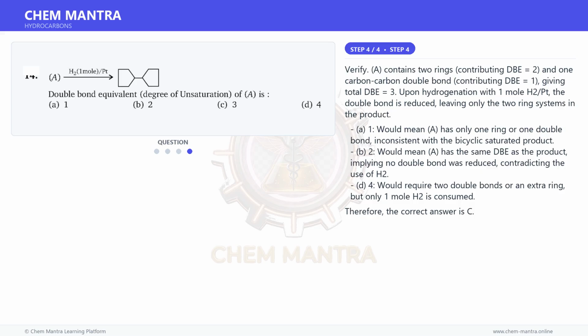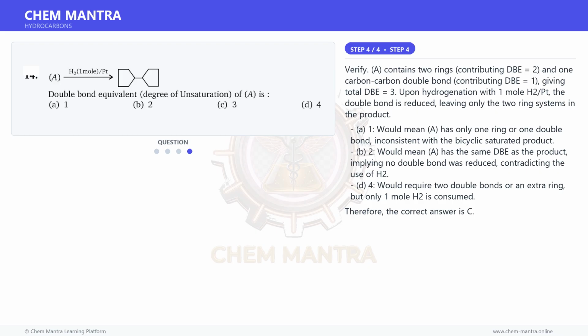A contains 2 rings, contributing dB equal to 2, and 1 carbon-carbon double bond, contributing dB equal to 1, giving total dB equal to 3. Upon hydrogenation with 1 mole H2/Pt, the double bond is reduced, leaving only the 2 ring systems in the product.